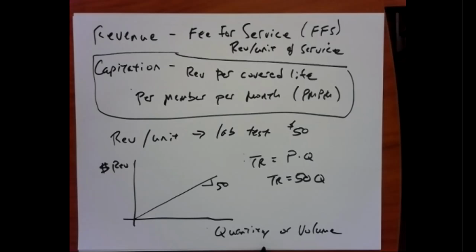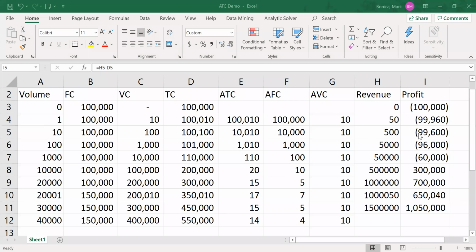Are you on Excel? Say again? Are you on Excel? Because we can't see it. Can't see it? I thought I had the share going. All right, hang on. All right, can you see it now? Yes. Okay. So I forget where we were. You saw the revenue, right? So profit.